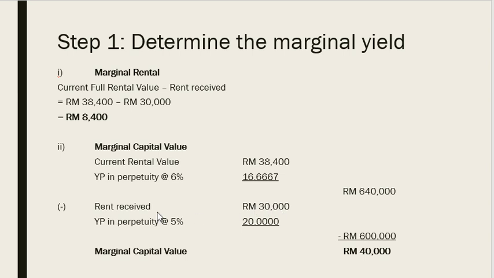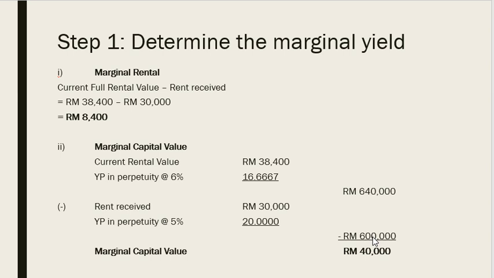Once we use the rent received, remember we have to minus 1 from the ARY. Since the ARY is 6%, we have to make it 5% when we are doing this calculation. So YP in perpetuity at 5% is 1 divided by 0.05. That's why you get 20 here. So 30,000 times 20, you will get 600,000 ringgit Malaysia.